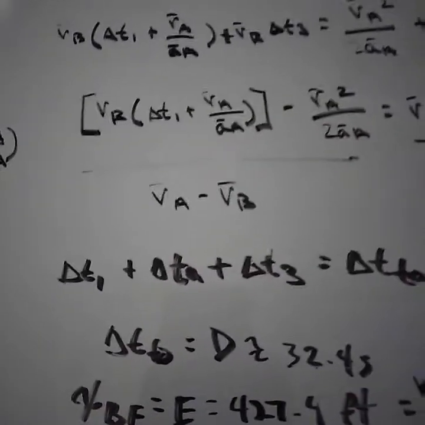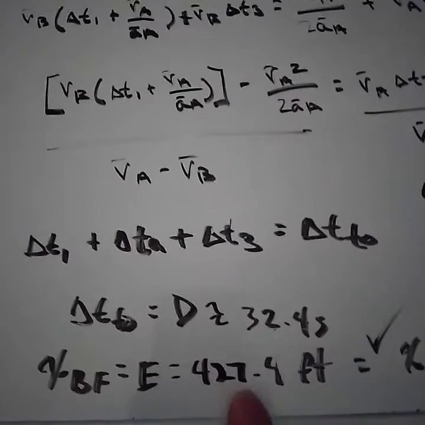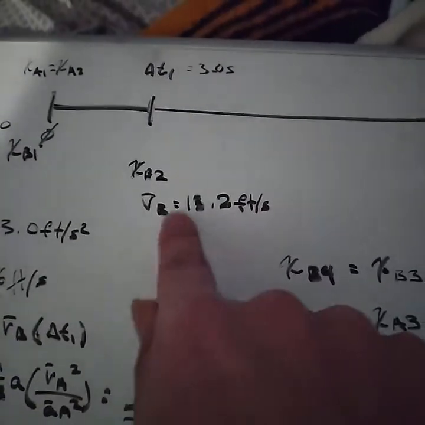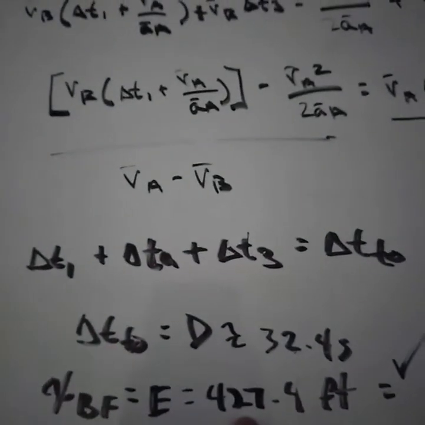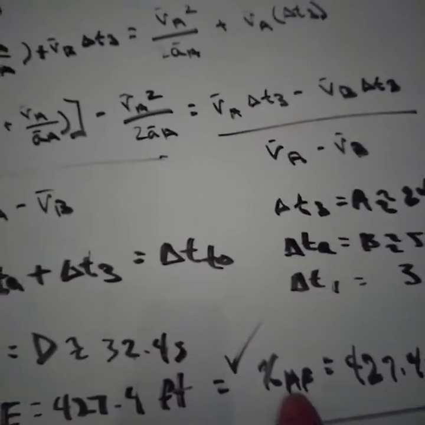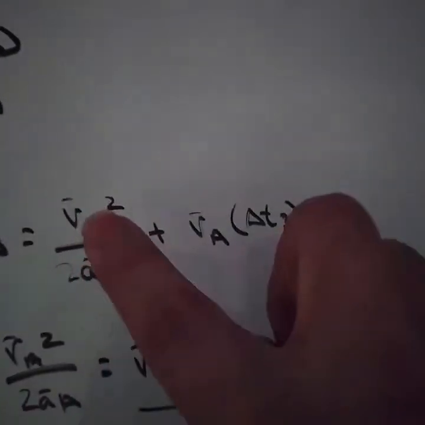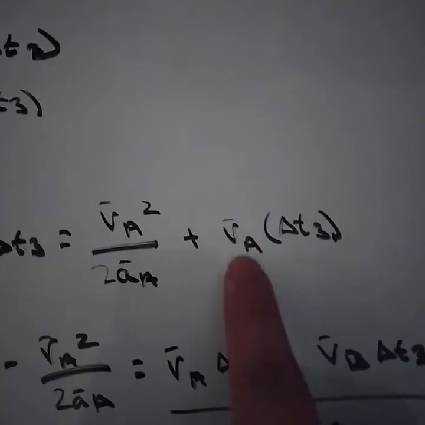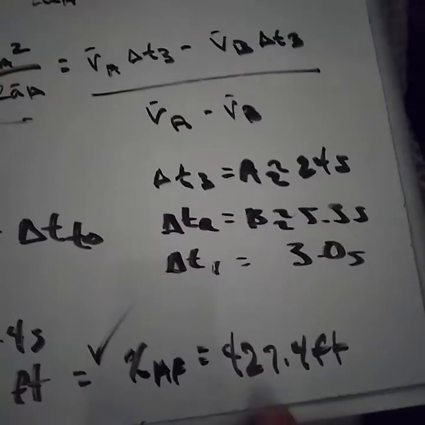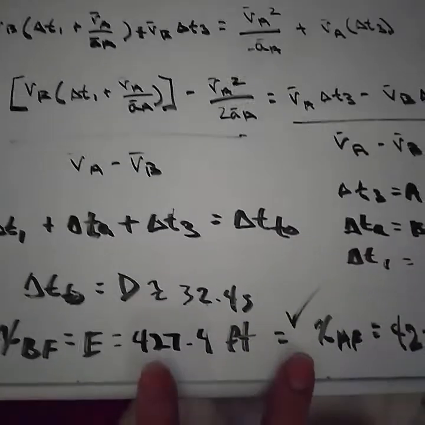Okay, so now as a check, we can plug in to find out if these final positions match, right? So we're going to find the final position of B, which is easy. He maintains constant velocity, right? So that's just 13.2 feet per second times the total time, and that's going to give us 427.4 feet, right? Okay, so now we're going to do the final position of A, which is a little bit trickier, but not too bad, right? We've already solved this. All we need to do is just plug in the values for these, add them up, and we get 427.4 feet. So these two positions are the same.